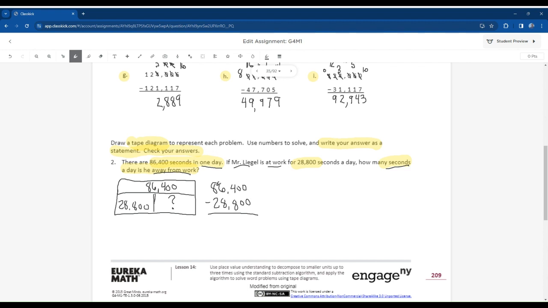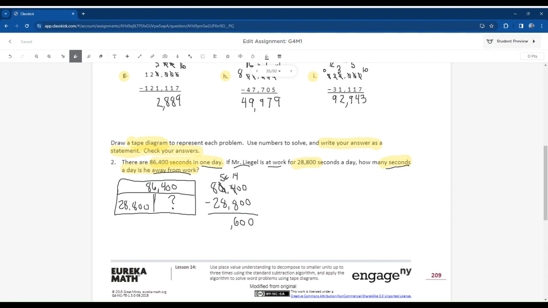Starting in the ones place, again, lining up all of my place values. So I'm subtracting ones from ones, tens from tens, hundreds from hundreds. 0 minus 0 is 0. 0 minus 0 again is still 0. 4 take away 8. Here's where I'm going to have to regroup. So I'm going to regroup 6,000s to 5,000s and 10 more hundreds. And I already have 4 hundreds, so that'll give me 14. So 14 minus 8 is 6.